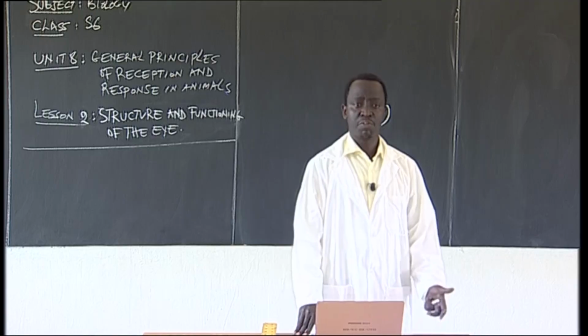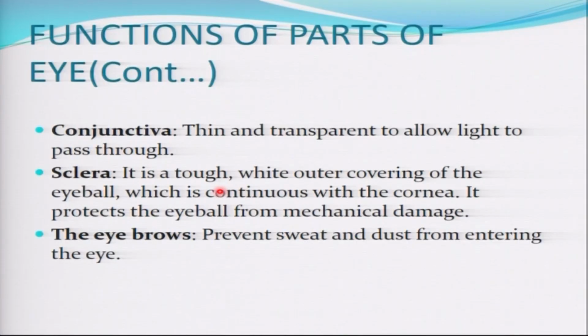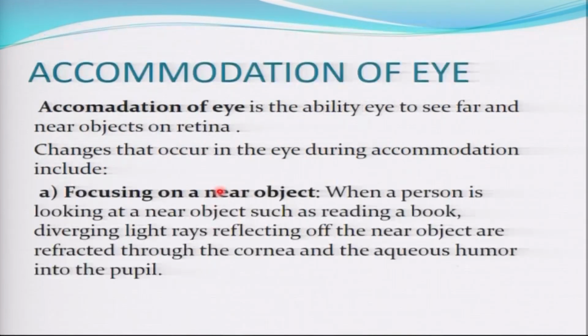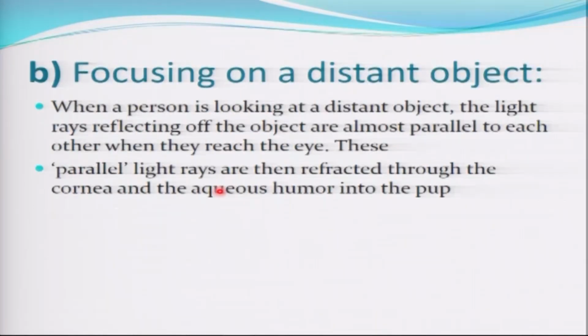Conjunctiva, thin and transparent to allow the light to pass through. Sclera, we have seen this. Eyebrows prevent sweat, as I have said. Are you okay? Nice. This is the structure. You will be able to describe this structure as usual.